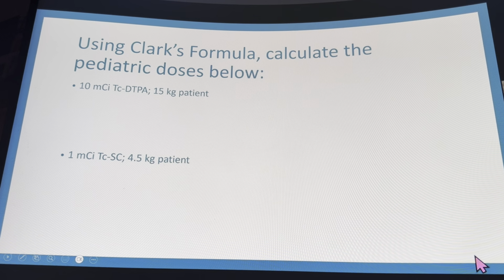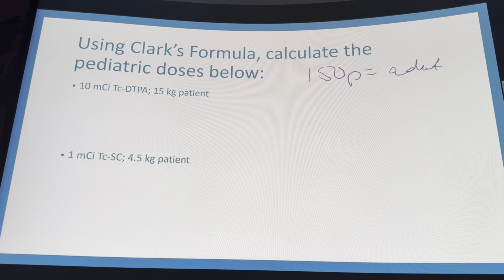Now, Clark's formula, again, is 150 pounds equals the adult dose. That's my doorway. If I'm given the weight in kilograms, then I have to get to pounds first. Now, we know pounds divided by 2.2 is kilograms, so the opposite is true. Kilograms times 2.2 is pounds. So if I take my 15 kilograms times 2.2, I have 33 pounds.